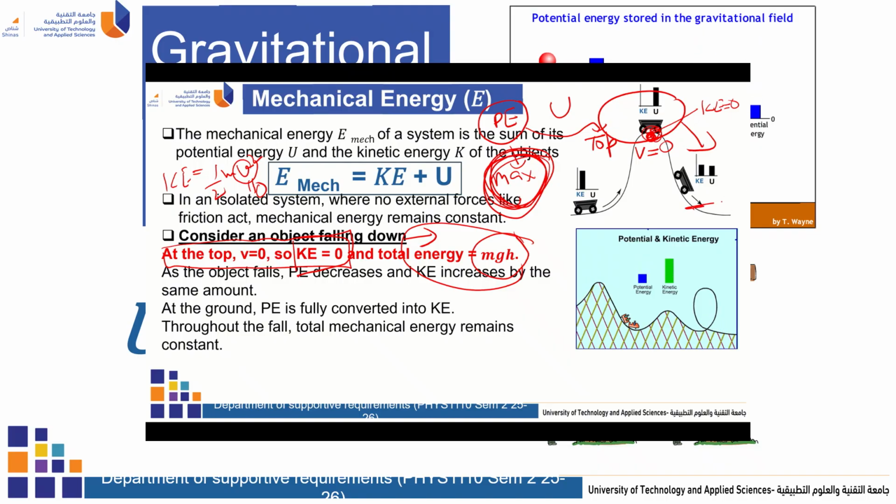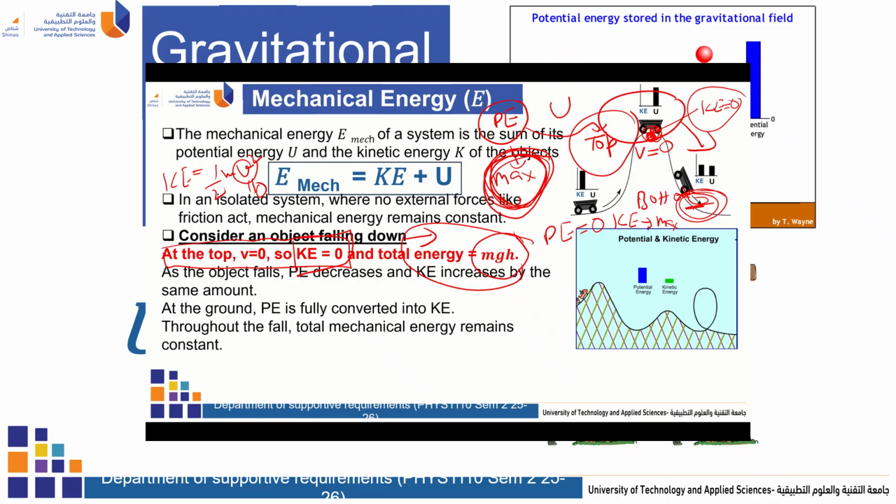And when it comes to the bottom, this is reverse. This is the bottom point. At the top I am saying the kinetic energy is zero, but at the bottom this will be reverse. The meaning is the kinetic energy is maximum at the bottom point, and the potential energy is zero.